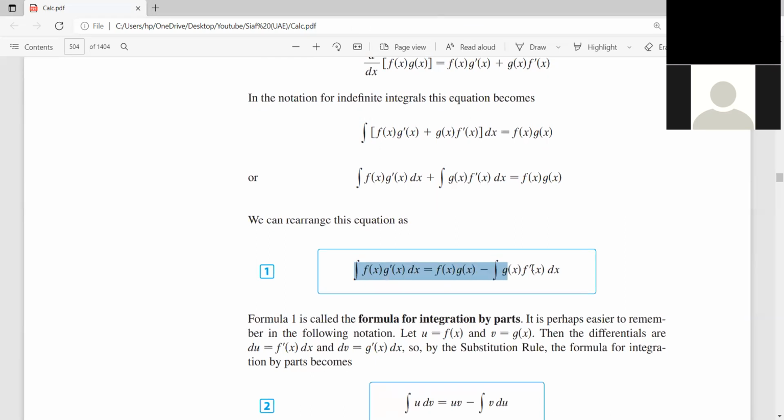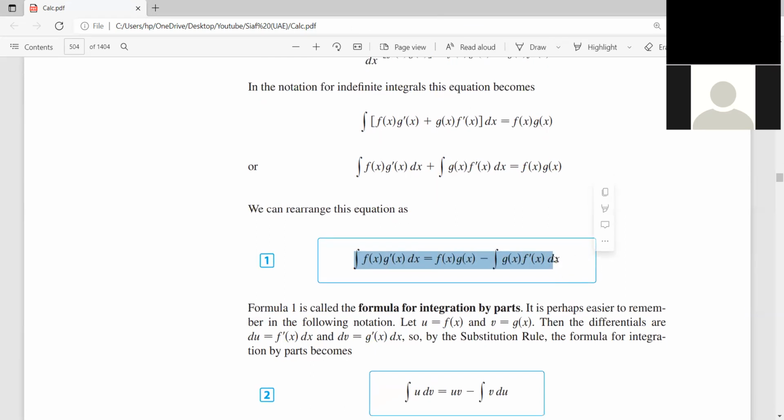And this is the formula for integration by parts. If we have two functions, f of x and g dash of x dx, their integration will be f of x g of x minus integration of g of x f dash of x dx.